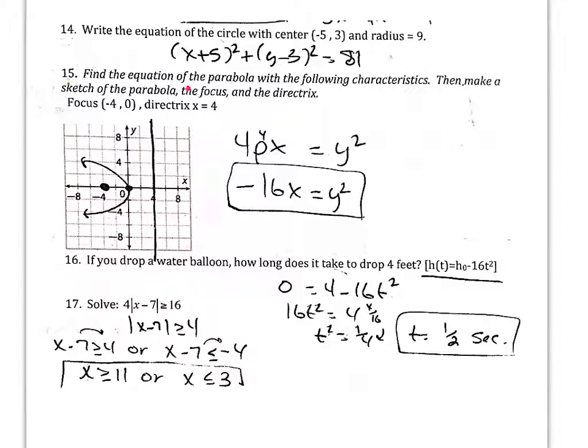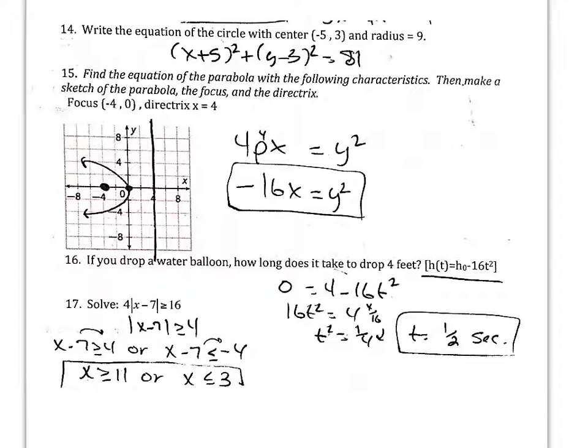This one, y'all talked through this really well in class today. Focus is -4, 0. Directrix is x = 4, which is back here. It has to pass through the x-axis at 4. Remember, the vertex is halfway between the two, which is right there. And it has to go left because the focus must be inside.